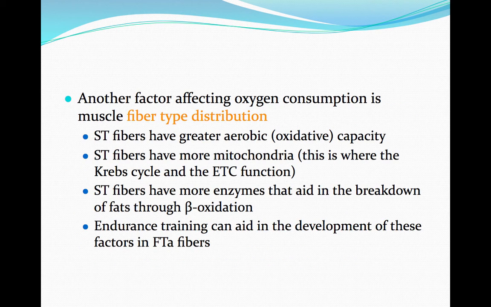Okay, so besides fitness and training, I was saying there might be a genetic limit, right? You may have picked the right parents. If you recall back to Unit 1, our endurance fibers, slow twitch, type 1, are really good at oxidative metabolism. They typically have more mitochondria, right? And that's where the Krebs cycle and the electron transport chain occur. They have all the right stuff in terms of enzymes that aid in the breakdown of fats through beta oxidation.